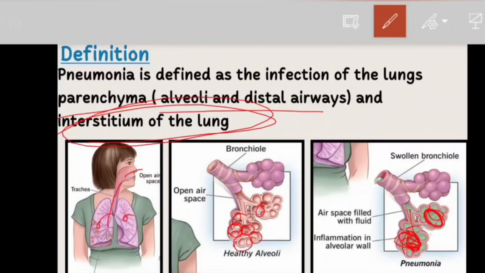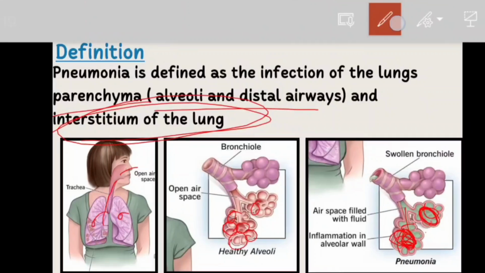Okay. So, which structure is mainly affected in pneumonia? The options are: first, bronchi; second, alveoli; third, trachea; and fourth, pleura. The correct answer is option B, that is the alveoli. So, remember this because it is frequently asked in viva.